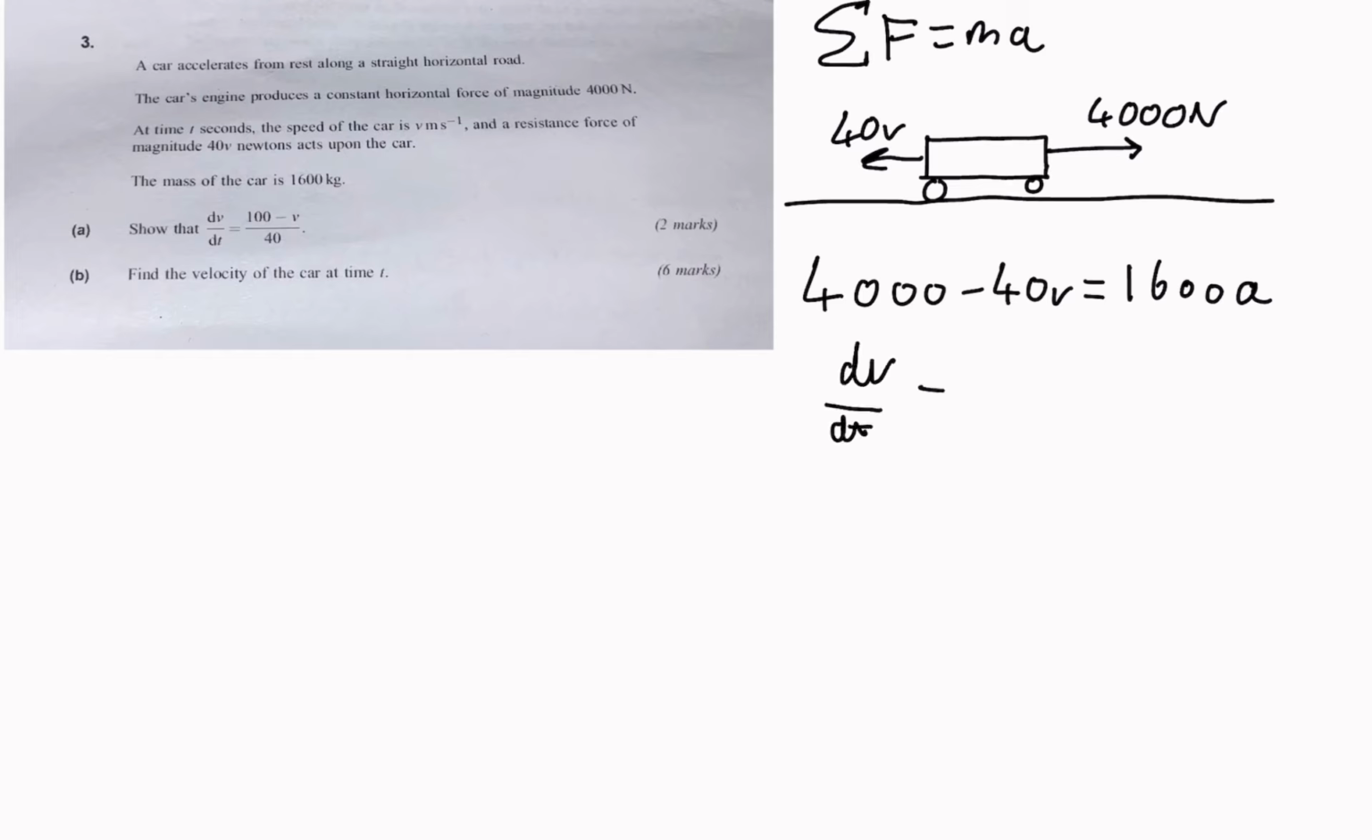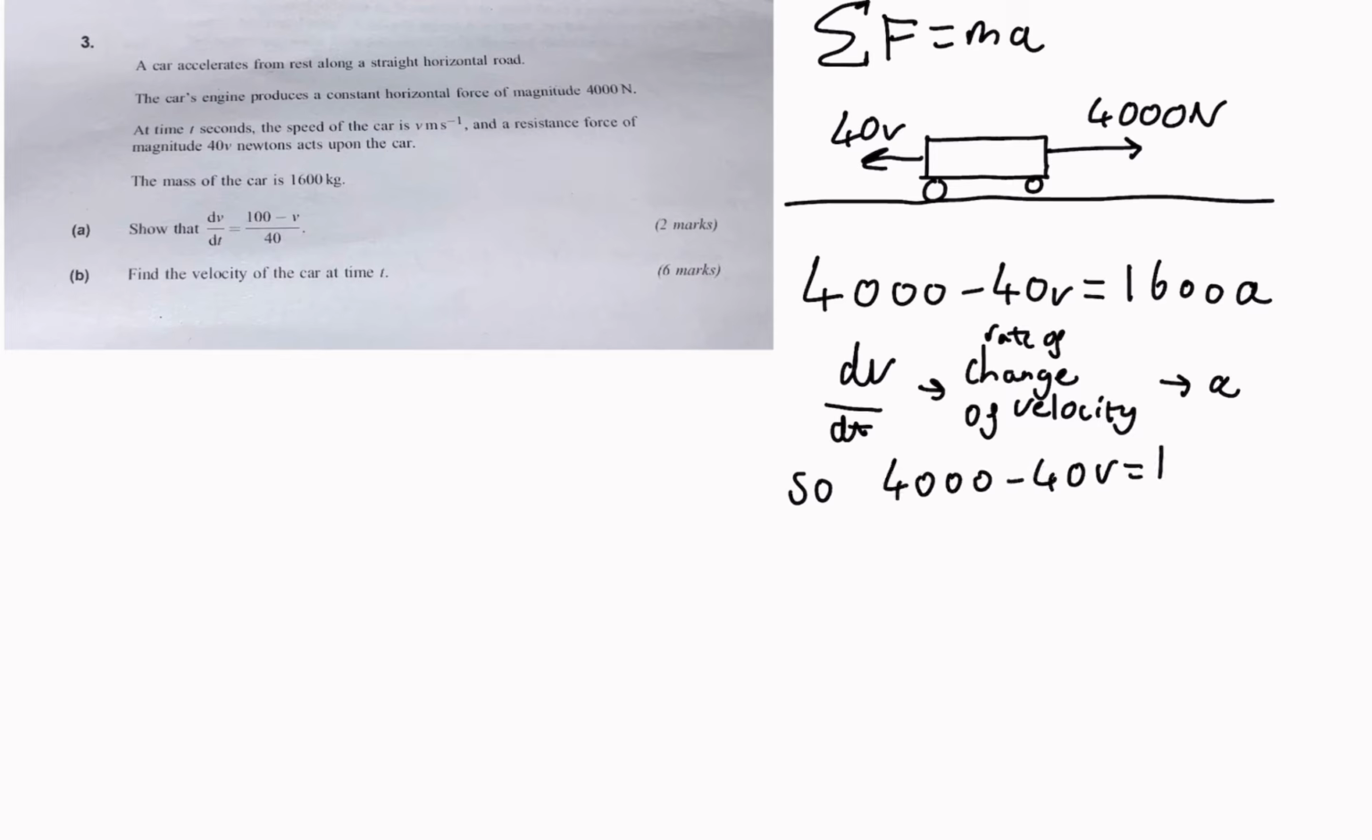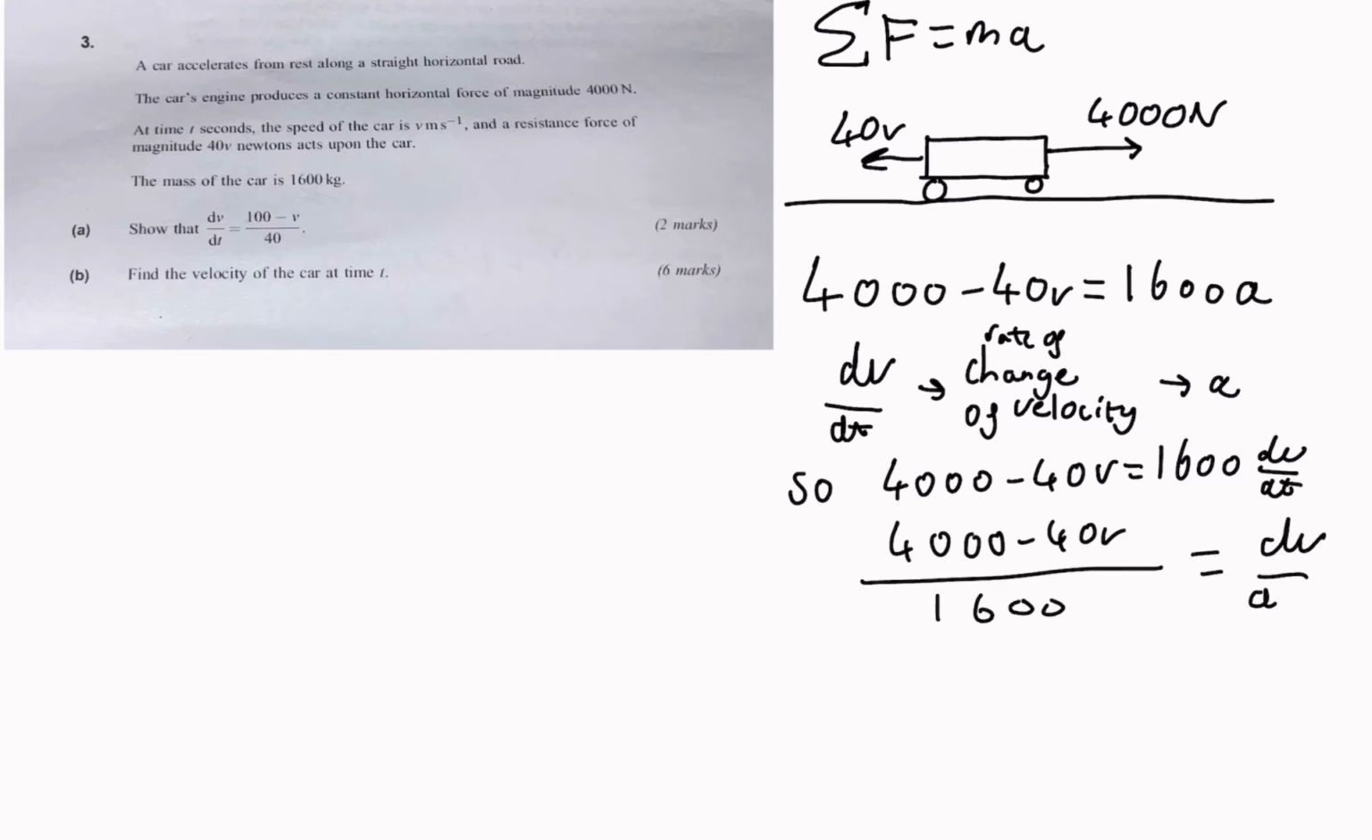Well, dv over dt is the rate of change of velocity, which is just a. So we can say that 4,000 take 40v equals 1,600 dv over dt. If we rearrange this equation, we can get 4,000 take 40v over 1,600 equals dv over dt. If we divide this by 40, we can get 100 take v over 40 equals dv over dt, which is what the question wants. Part B says, find the velocity of the car at time t.